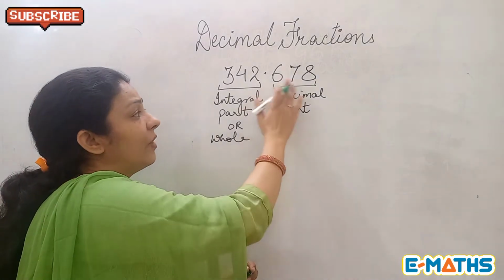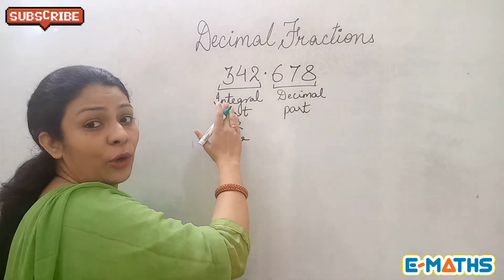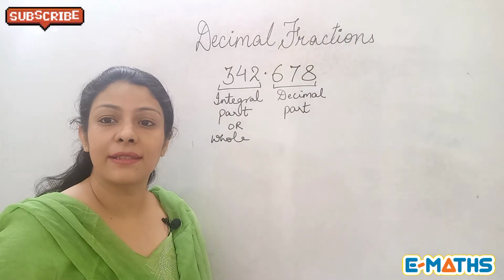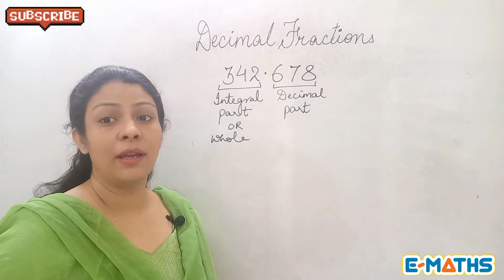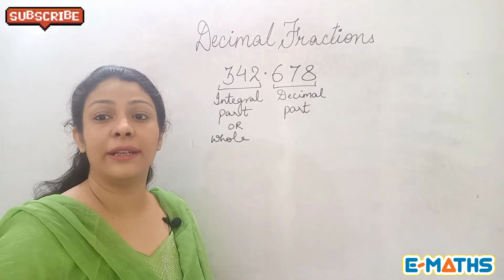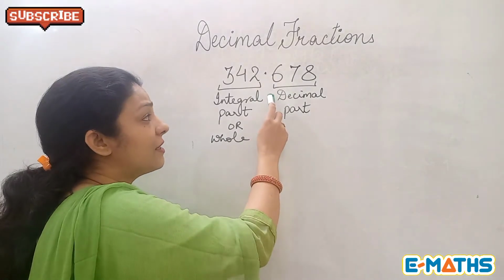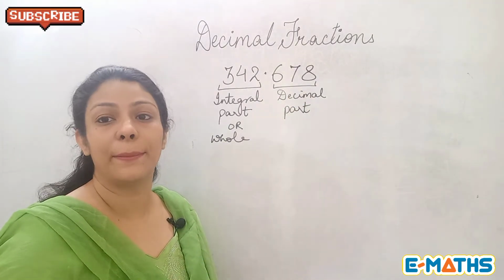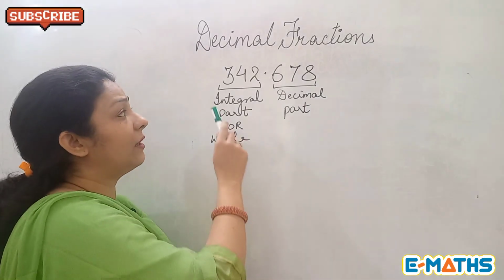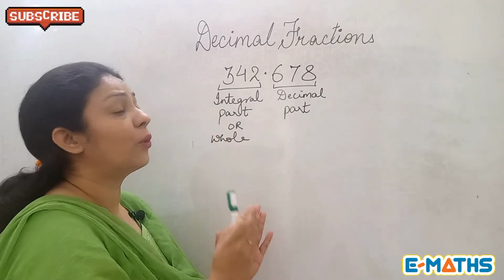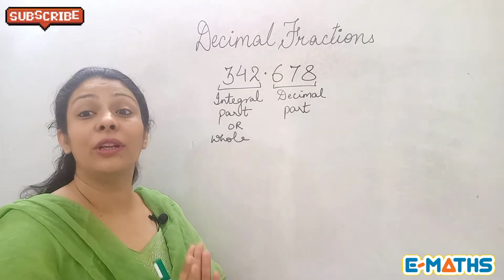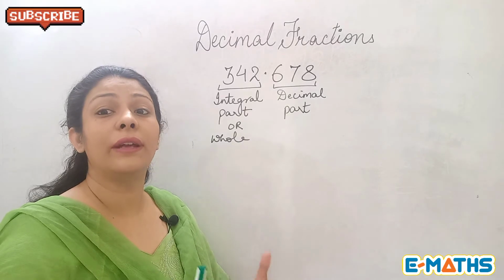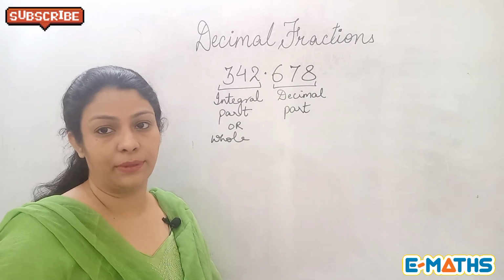So when we see this number, we are going to read it as 342.678. Make sure whenever you are reading a decimal number, you read the digits which are after the decimal separately. You have to read them out separately. So this will be read out as 342.678. You cannot say 678, otherwise it will be totally wrong. So this is how we write the number name of any decimal number.